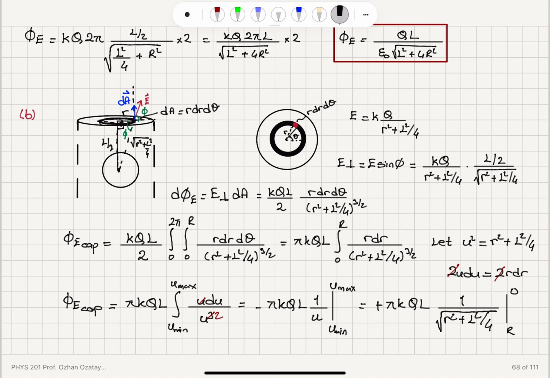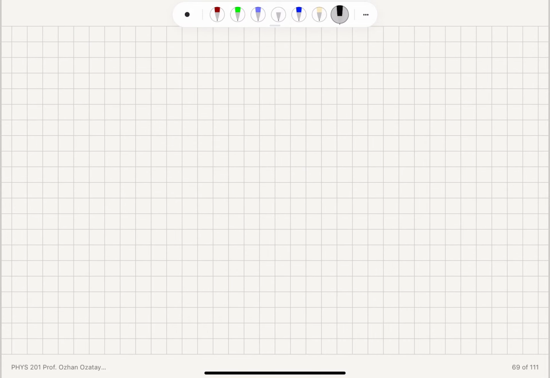All right, so first I put 0. Let's see what I will get. The flux through the cap will be pi kq capital L. If I place 0 for R, I obtain 2 over L. If I place capital R, then I have 1 over the square root of capital R squared plus L squared divided by 4.